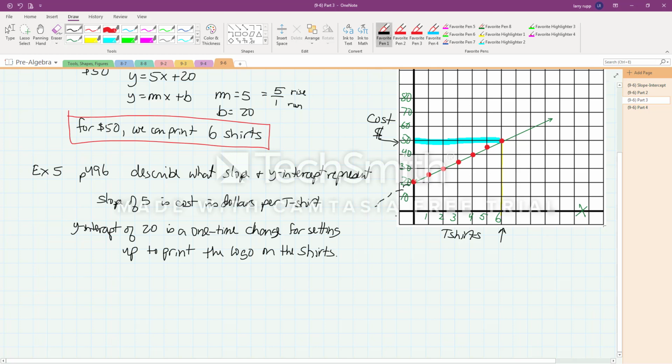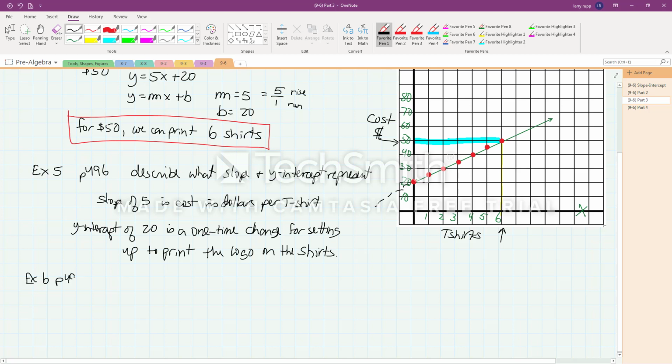Okay, why doesn't it go into negative x land? Well, it doesn't go into negative x because you can't buy a negative number of t-shirts. This is a real life problem. The lowest you can buy is 0. That's why the line starts at x equals 0 and goes off to the right. Does that make sense?